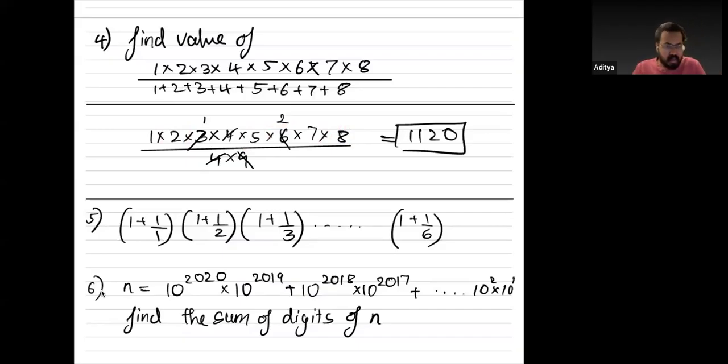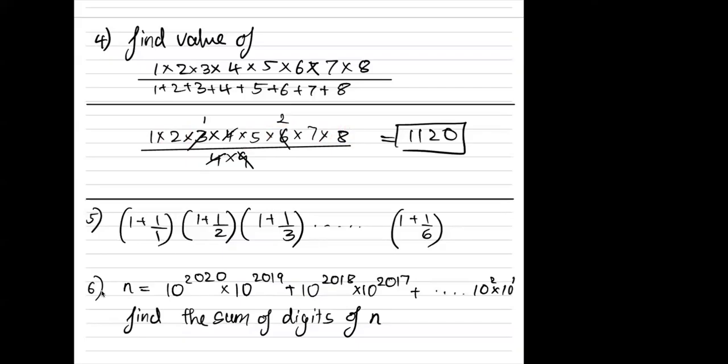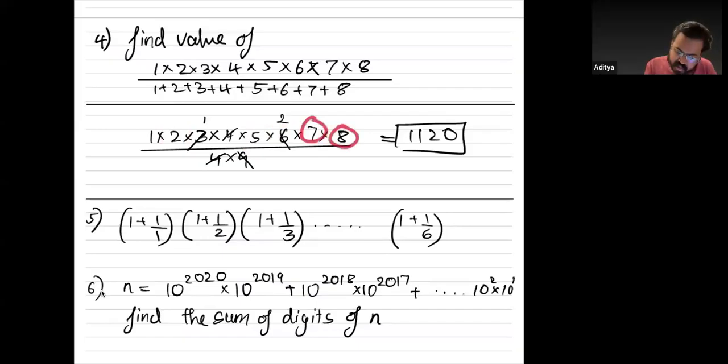Yes, Raj, correct answer. How will Arnav, we get 1120? 7 times 8 is 56, correct? Multiplied by 2 is 112. And then there is a 5 and 2 remaining.